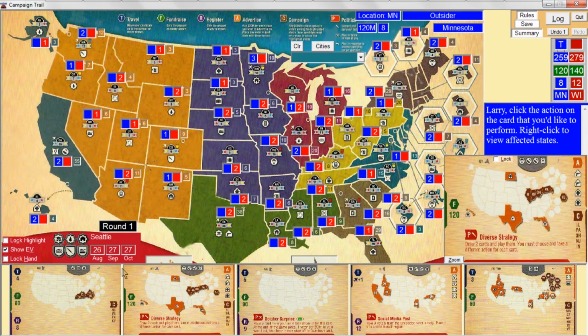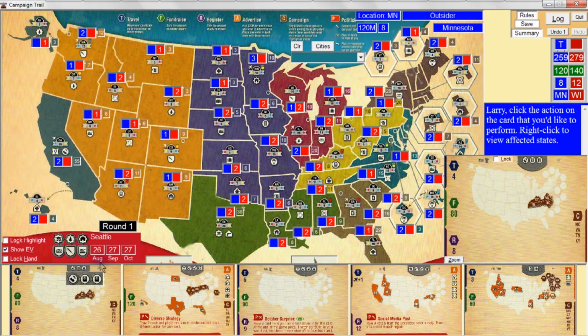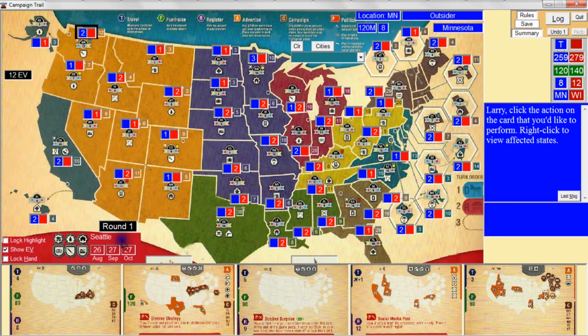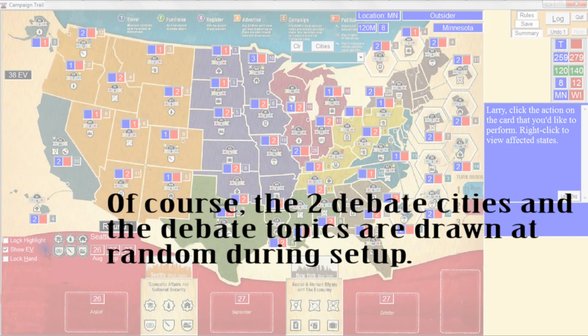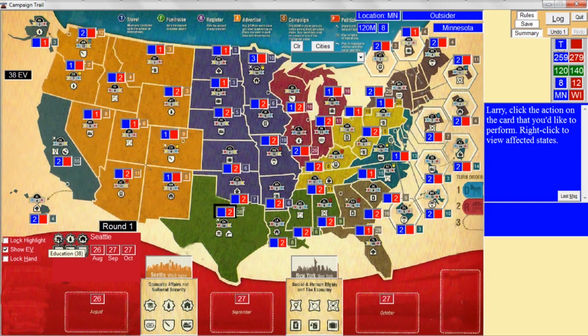When I'm playing a card and deciding what action to choose, I also have to think about the debate. The first debate would get played when the August deck empties. Then at the end of that particular round, we would start the first debate. The first debate takes place in Seattle, and there are 6 issues that the first debate's going to be focused on. In this case, the issue of education and conservation, affordable housing.